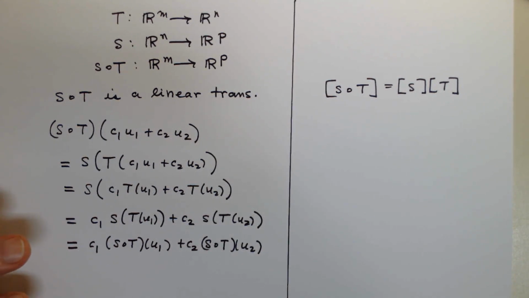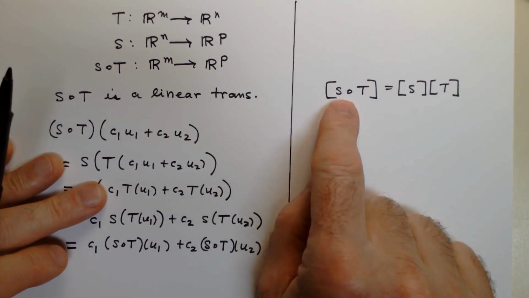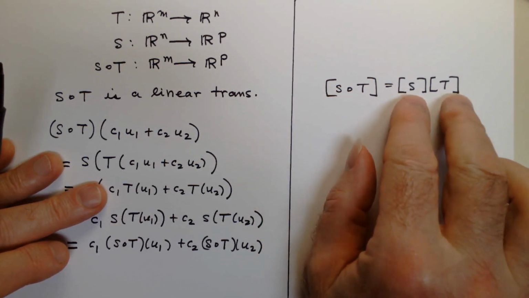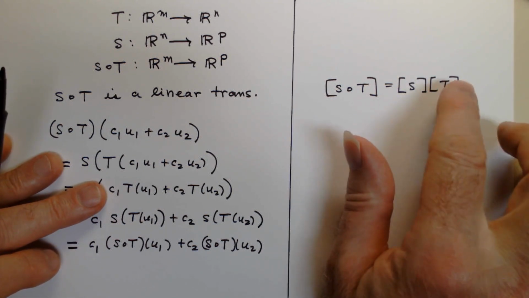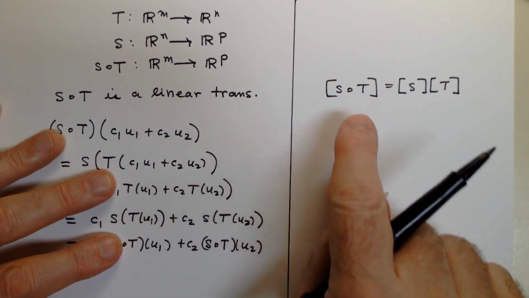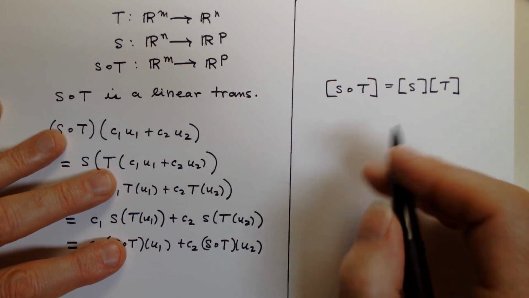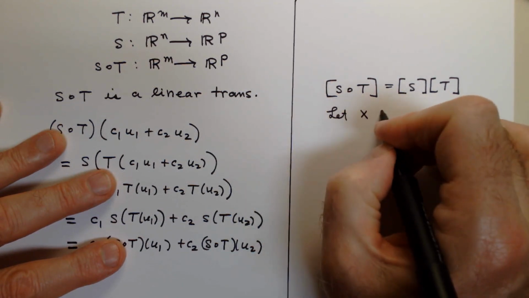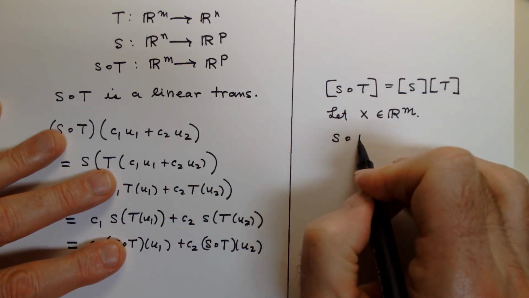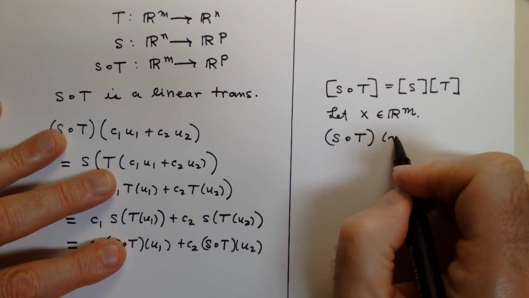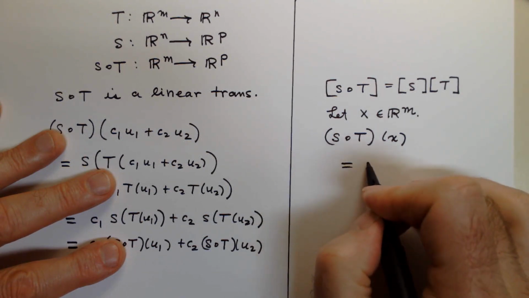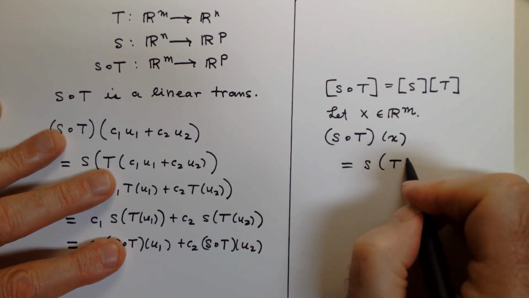All right, our next task is to show that we can always calculate the matrix associated with S composed with T by simply multiplying the underlying matrices, the matrix associated with T and the matrix associated with S. Now let's do this by taking a vector x out of Rm. So let x be a vector in Rm. Now when we look at the action of S composed with T on that vector x, by the definition of function composition, this is the same thing as S applied to T of x.